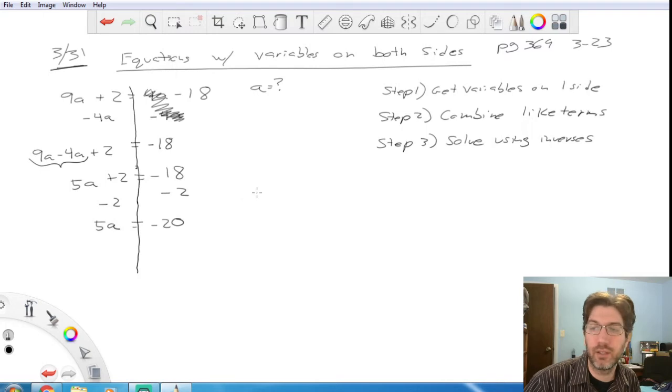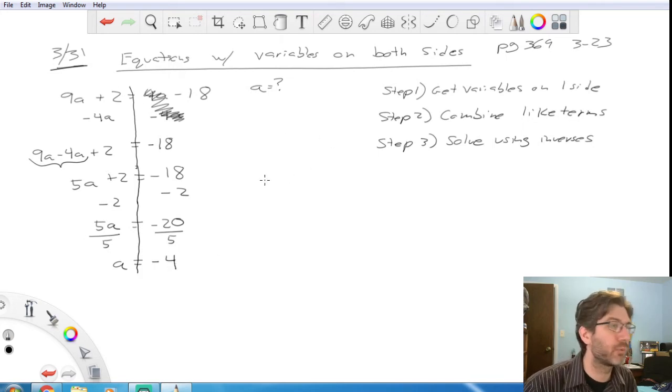And then you want to get a by itself. So we divide by 5, and a equals negative 4. And what we can do is actually go back to our original problem, which was 9a plus 2 equals 4a minus 18. And we can plug in negative 4 to check.